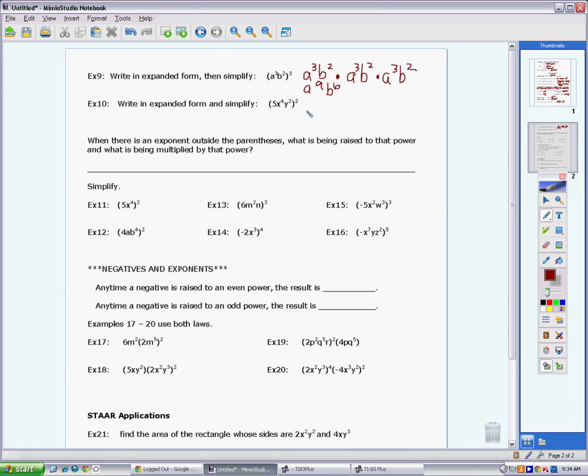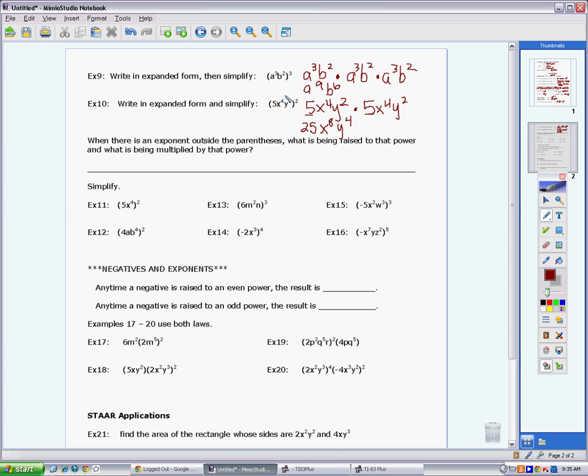Number 10, I'm going to expand 5x to the 4th y squared, to the 2nd power. So 5x to the 4th y squared is to the 1st power, and 5x to the 4th y squared is to the 2nd power. So here I am going to go ahead and multiply my coefficients, and I get 25. And then I go back to my product of powers, and I have x to the 4th times x to the 4th, and I add the exponents. So I get x to the 8th, and add my exponents for the base of y, and I get y to the 4th.